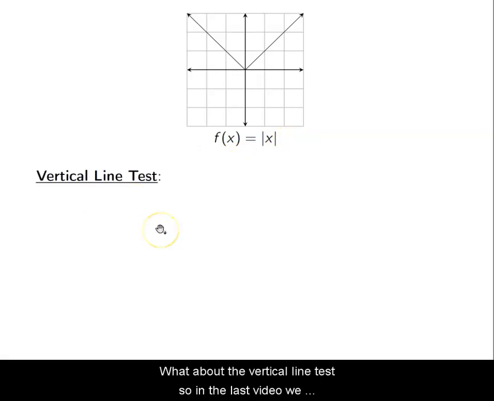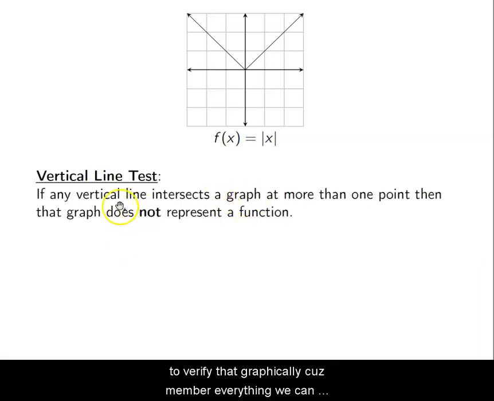Okay, so let's talk about the vertical line test. So in the last video, we talked about when something is a function or not. Basically, if I have an input that has more than one output, it can't be a function, right? So we'll talk about how to verify that graphically, because remember, everything we can do algebraically, we can look at a graph and tell the same sort of information most of the time, right?